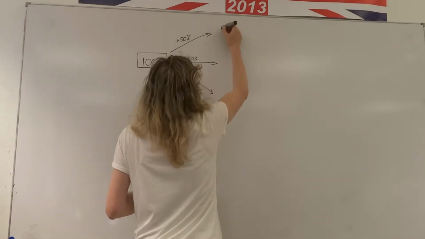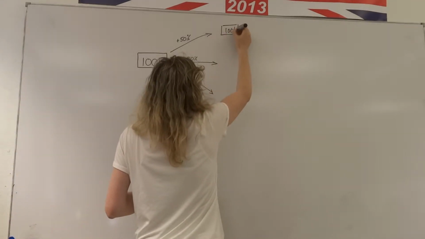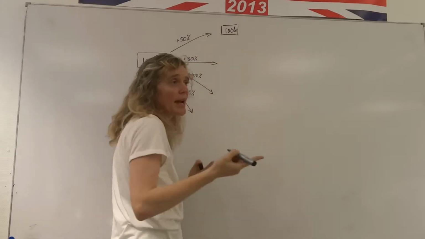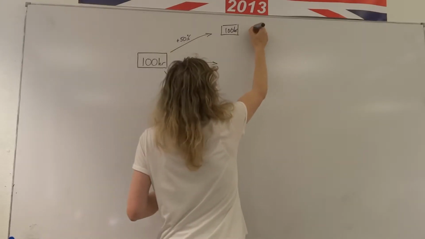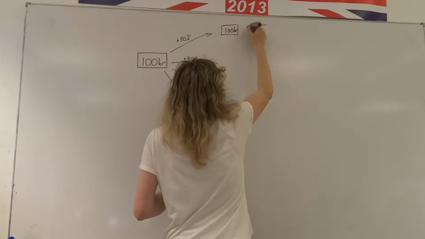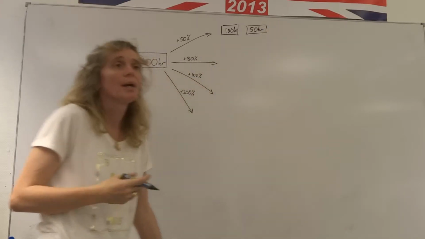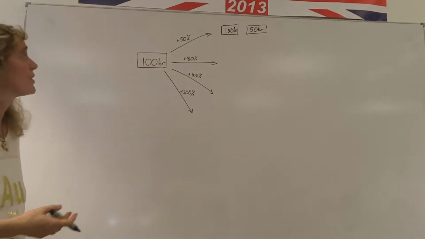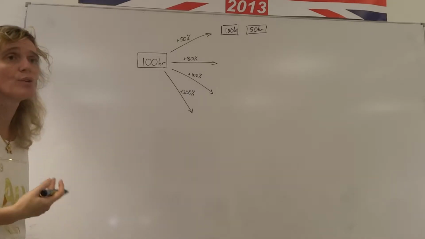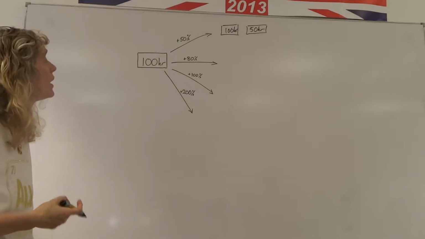Well, we know that I'd end up with, first I've got my 100 kronas that I had originally, and 50%, half of 100 kronas, I'd end up with a 50 krona note as well. Okay? So I'd end up with 150 kronas if I increased my 100 kronas by 50%.